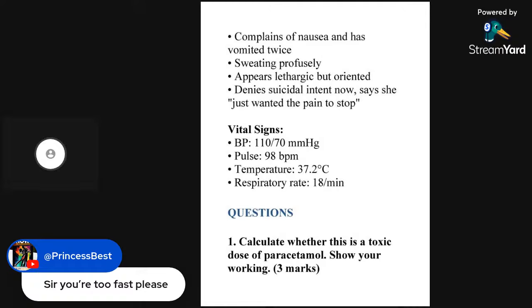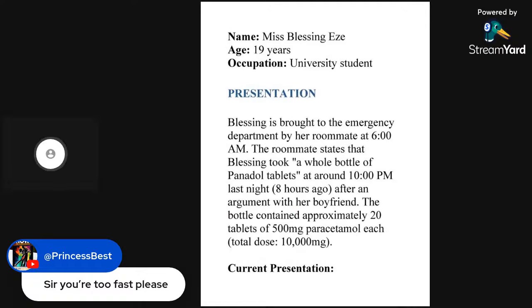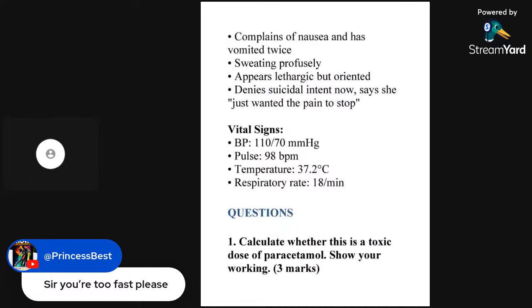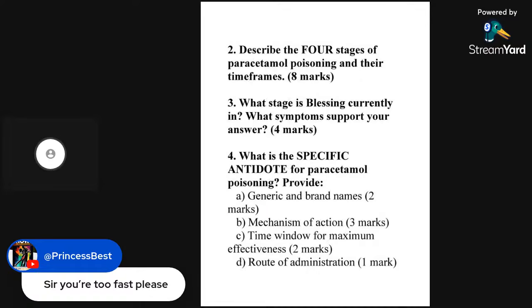So calculate whether this is a toxic dose of paracetamol. Okay, so she calculates. She consumed how many tablets? They mentioned 20 tablets of 500 milligrams. So 20 times 500 gives the number of milligrams consumed. And the toxic threshold dose is what? 10 grams. So describe the four stages of paracetamol poisoning.